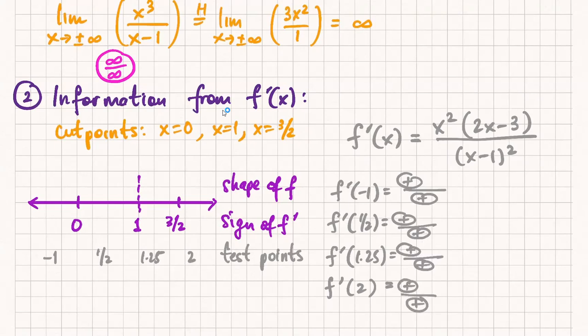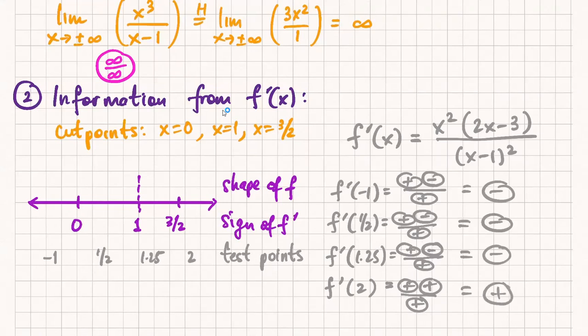So the 2x minus 3, let's look at that. 2x minus 3 switches signs at 1.5. So it should be negative, negative, negative, and then positive. The only factor that's really causing anything to change sign is the 2x minus 3. Everything else is positive. Negative, negative, negative, positive. So I get decreasing, decreasing, decreasing, increasing.